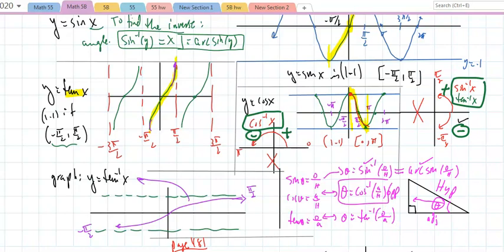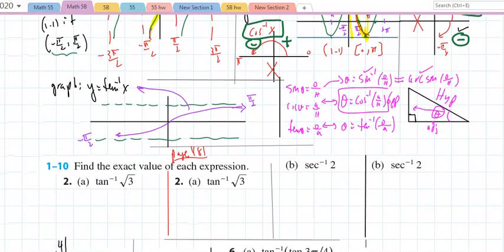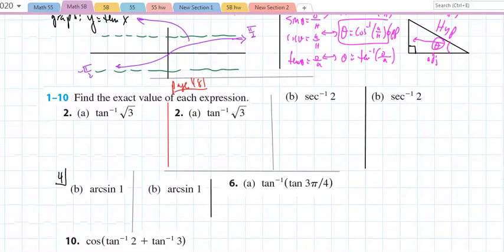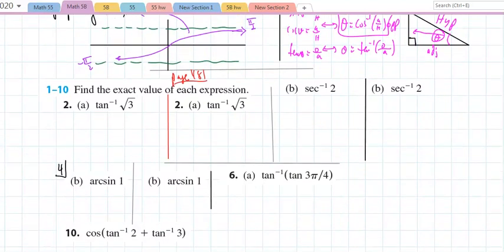Now, we want to do some problems. This is a quick review. I'm going to alter some of these problems. So you notice I have 2a and a prime. I'm going to change the problem.